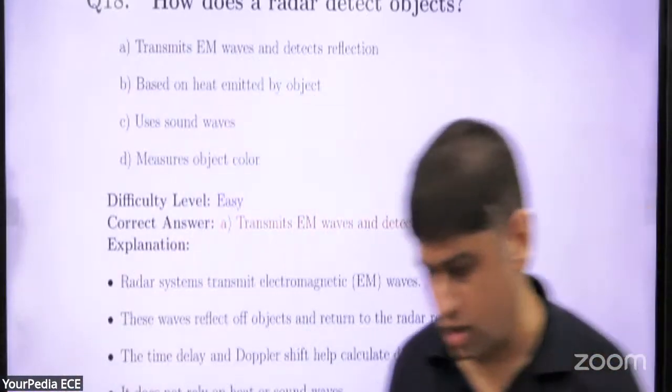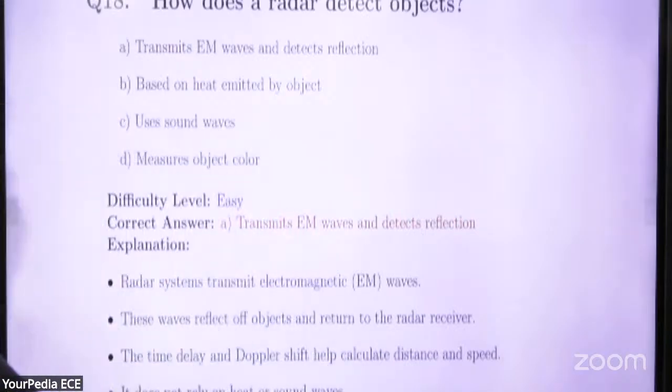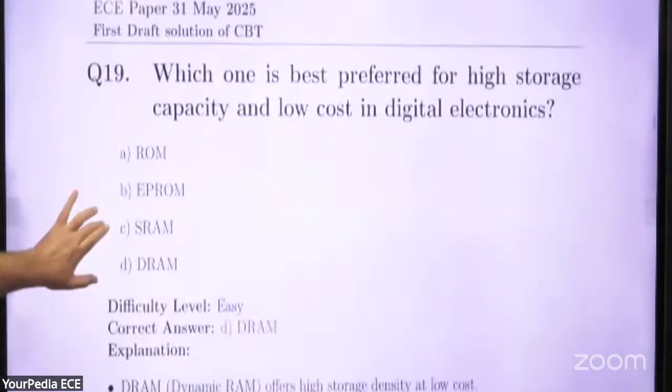You can check your questions and their solutions here. You can check your questions and solutions.